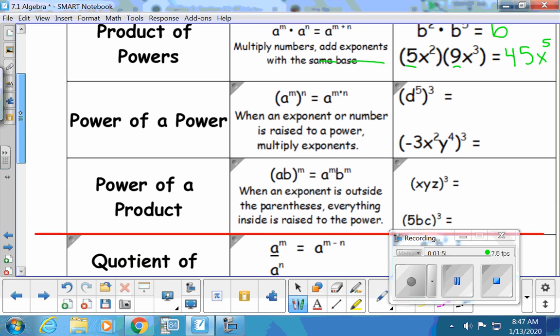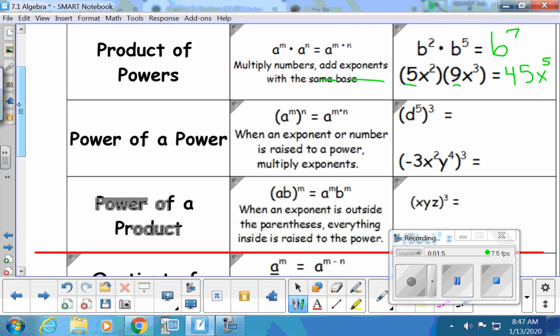All right, our second one we're doing today is power of a power. This time it kind of talks you through it. When an exponent or a number is raised to a power, you're going to multiply. So when you see them separated with the parentheses, you're going to multiply them. If I have d to the 5th raised to the 3rd, what do you think the answer would be? Multiply them. 15. Yeah, d to the 15.